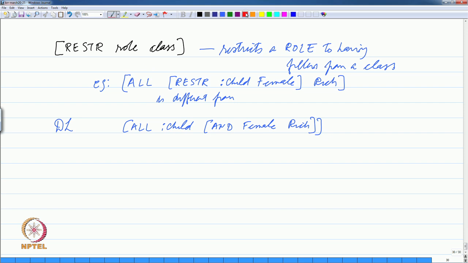What is this saying? The second concept is saying that all children are female and rich, whereas this is not what we wanted to say. We wanted to say that all daughters are rich.